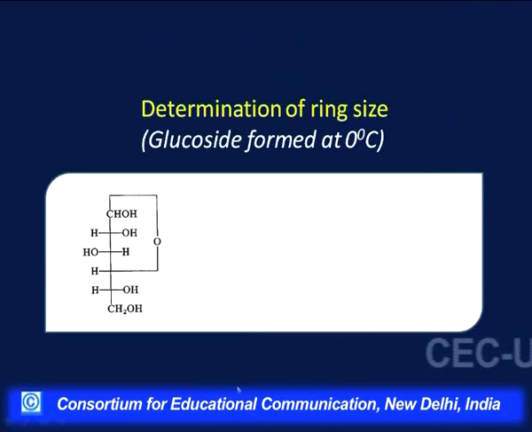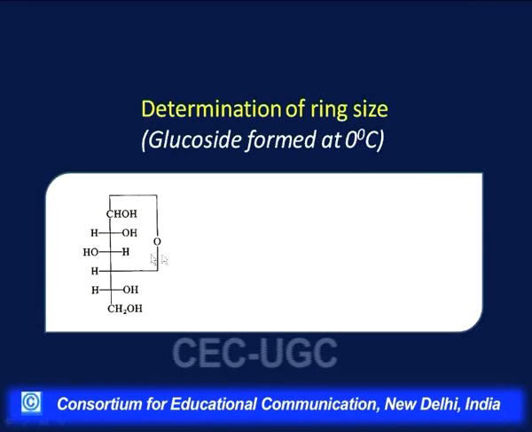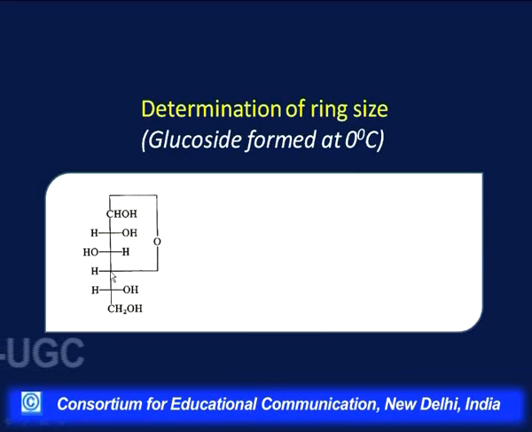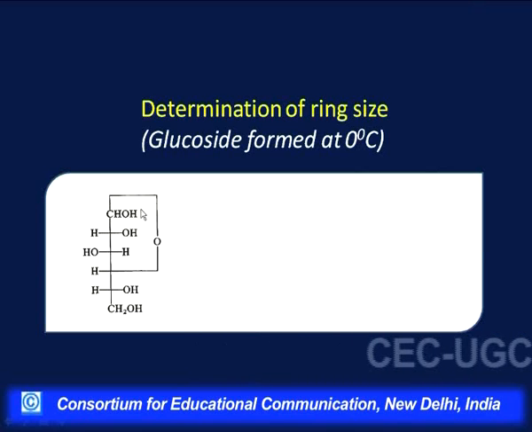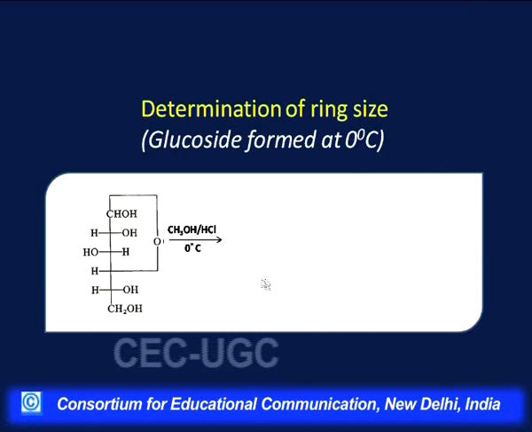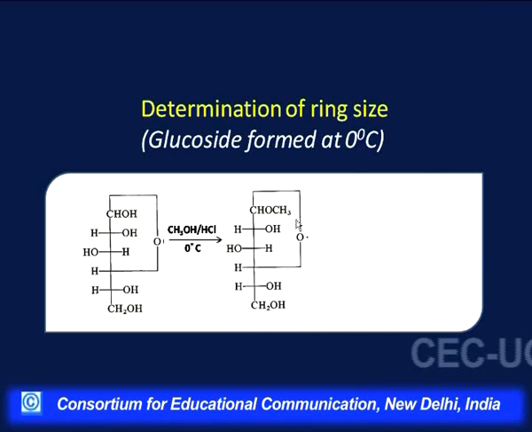Now, on this basis it was assigned a 5-membered ring structure, and by drawing a 5-membered ring structure, let us see how this compound is obtained. If the hydroxyl at carbon number 4 in the glucose is involved in the ring formation, and this is now a hemiacetal structure, we will have this 5-membered ring structure, 1, 2, 3, 4 carbon, and the 5th is this oxygen. On treatment with methanol, a glucoside is formed here.